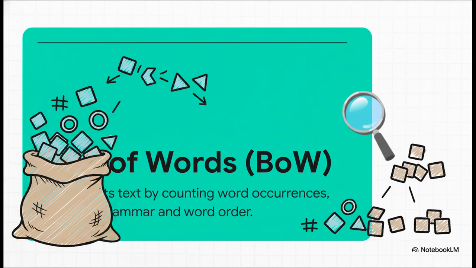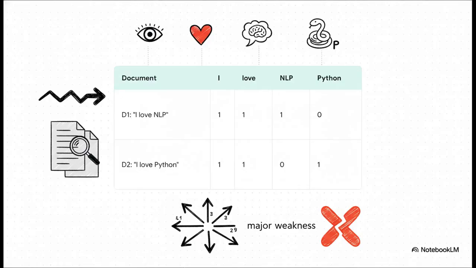You just imagine throwing all the words from a sentence into a bag, shaking it up, and then just counting them. The grammar, the order, none of that matters. We're just counting. Let's look at a quick example. First, we make a list of every unique word we have, right? Our vocabulary. In this case, it's I, love, NLP, and Python.